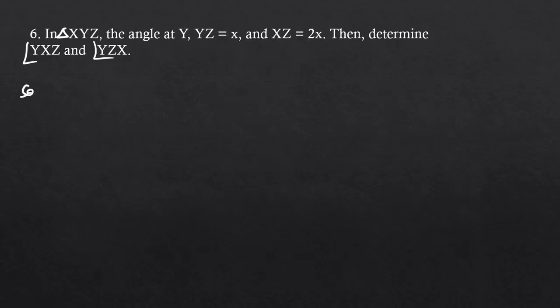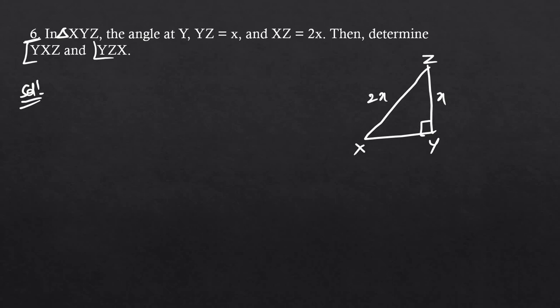Now sixth question solution here. What is the sixth question here? Given that in triangle XYZ, the right angle is at Y. So right angle at Y. Here YZ is equal to X is given, and XZ is equal to 2X is given. Then determine the angle YXZ and angle YZX.